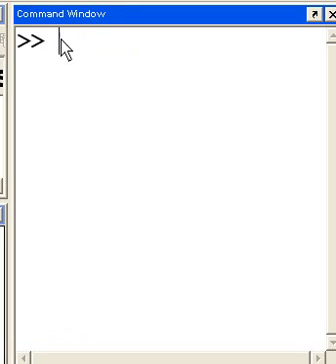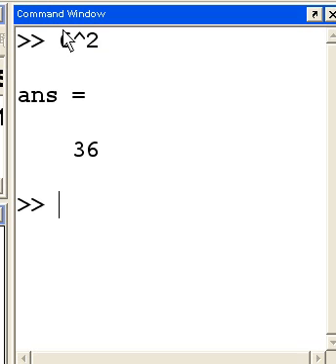This is Matlab. I want to do a little bit of exponentiation and then radicals. First thing, we'll do some easy ones. 6 raised to the second power. We all know the answer to that. It's 36. That's raised to the 2 power.